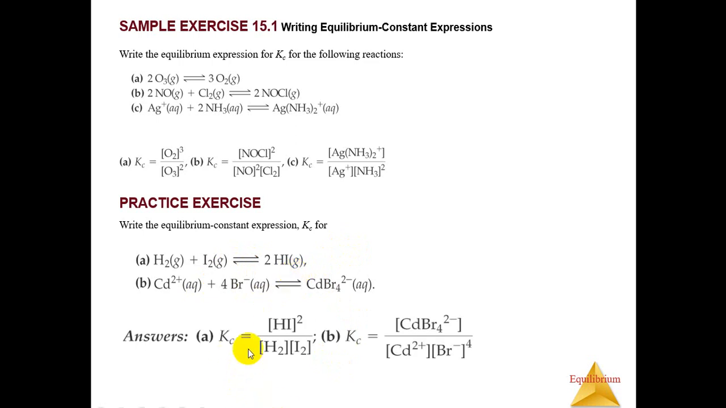Okay, so for A we have Kc is equal to the product, so HI, 2 is in front, so HI raised to the power 2, divided by H2 times I2, multiplied together. If we had different reactants, we would have multiplied them together. Okay, let's look at B. We have CdBr4 raised to the power 2 minus. Since there is no number here and it's only 1, we leave it like that. So CdBr4 2- divided by Cd2+ times Br raised to the power 4, because there is 4 over here.